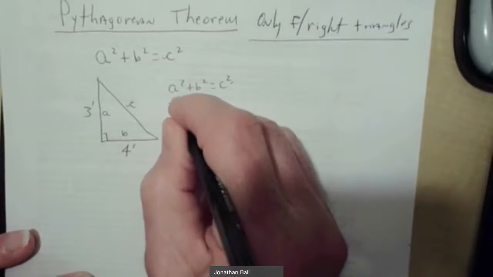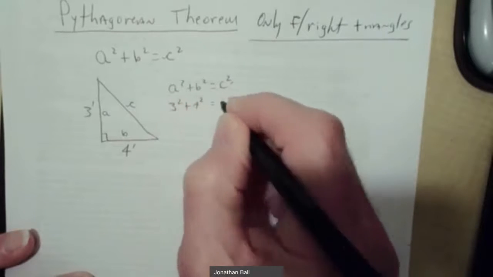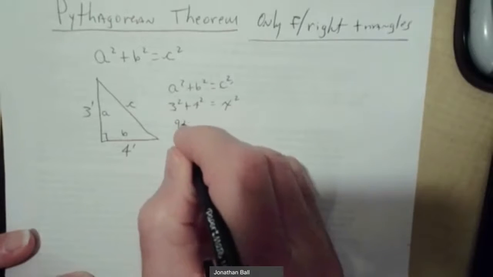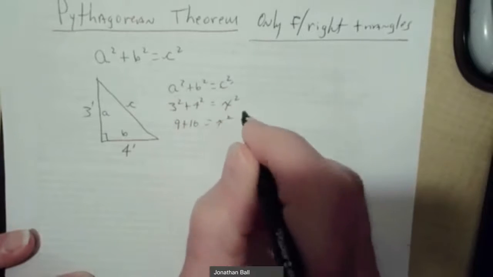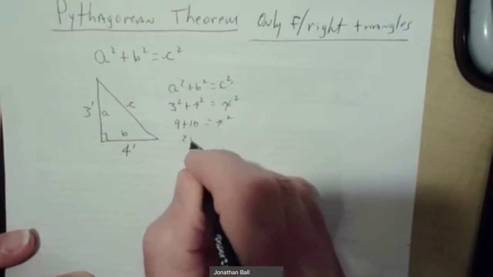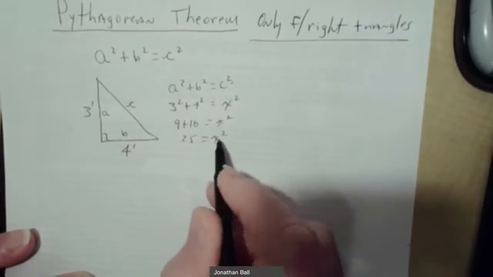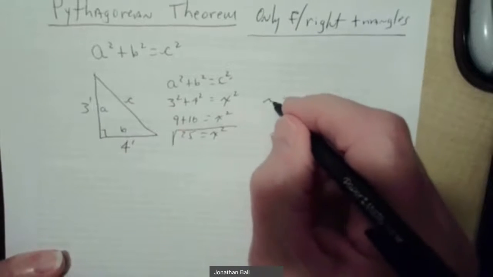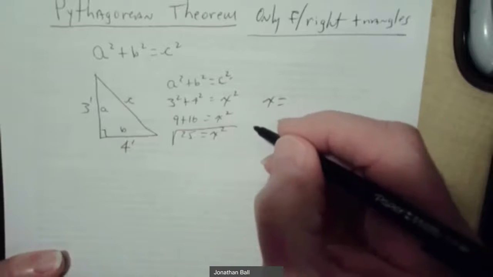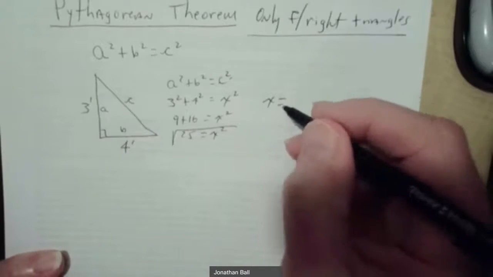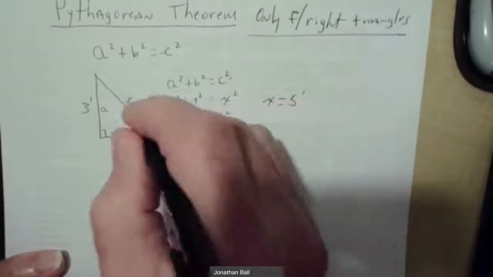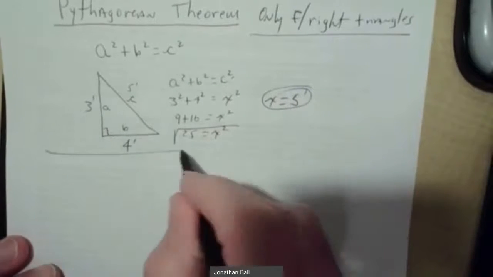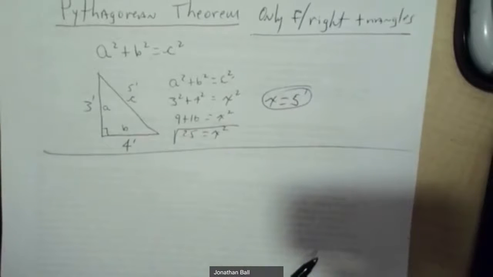Our a is 3, so 3 squared plus 4 squared equals x squared. So 9 plus 16 equals x squared. 9 and 16, 25 equals x squared. Now, how do we undo a square? Square root. So then x equals, now does it equal plus or minus 5? No, because this is distance. Distance is always positive. Even if you're going backwards, it's still going to be positive, except maybe in bizarro world.